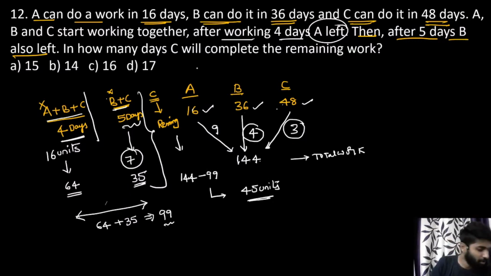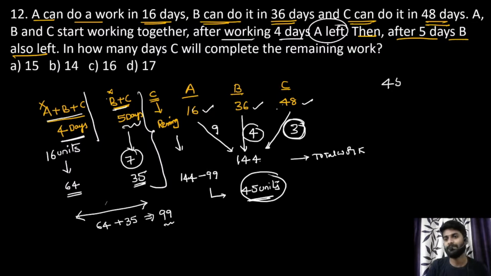Now, here is my question. The remaining work is completed by C alone in how many days? So, how many units are remaining, guys? 45 units. The efficiency of C is equal to 3 units. Then the work is completed in how many days? 45 by 3 is exactly equal to 15. The answer becomes exactly 15, guys.